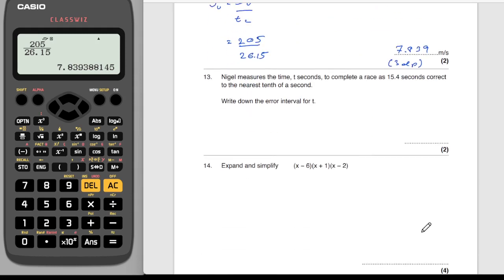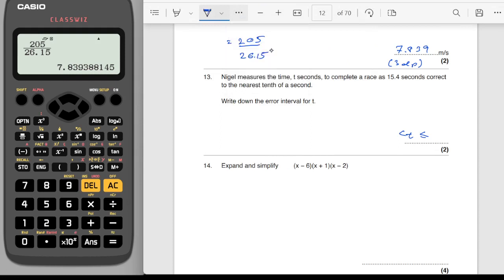Okay, question 13. Nigel measures the time t seconds to complete the race as 15.4 seconds, correct to the nearest tenth of a second. Write down the error interval for t. So in effect, we're going to end up with that as our inequality. No, wrong way around.